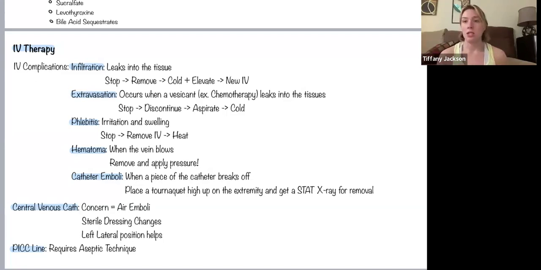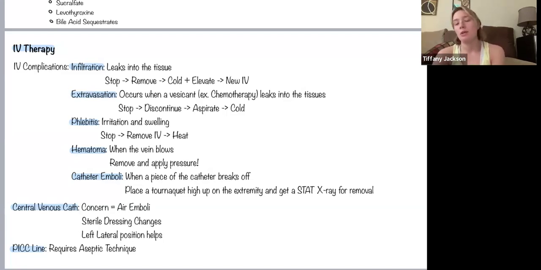So we're going to stop, discontinue. We're going to try to aspirate, pull back on some of that medication, see if we can suck it back, and then put some cold. Phlebitis is irritation and swelling. We stop, we remove the IV, and we apply heat. Phlebitis most often occurs when your patient is on a highly concentrated antibiotic, like if you're pushing ceftriaxone over 3 minutes in 20 mLs, it can cause a lot of irritation to the skin and swelling. Hematomas happen when the vein blows, patient gets a really big bruise.